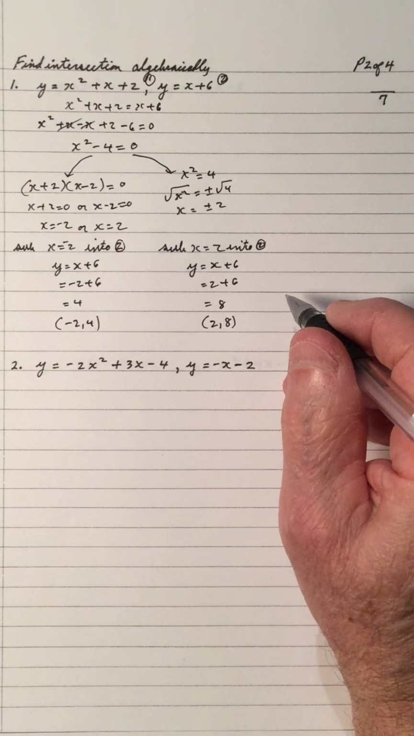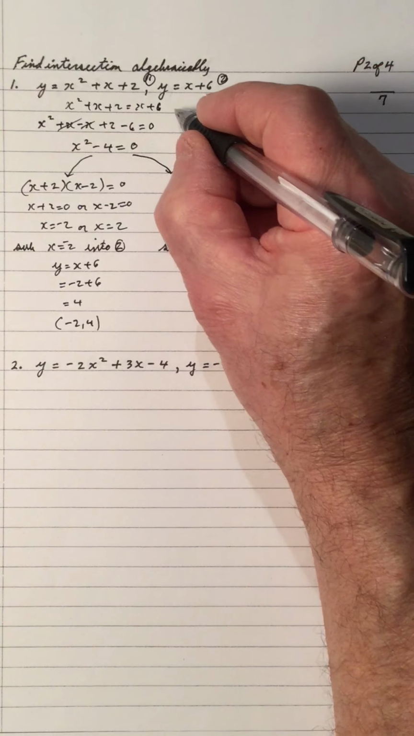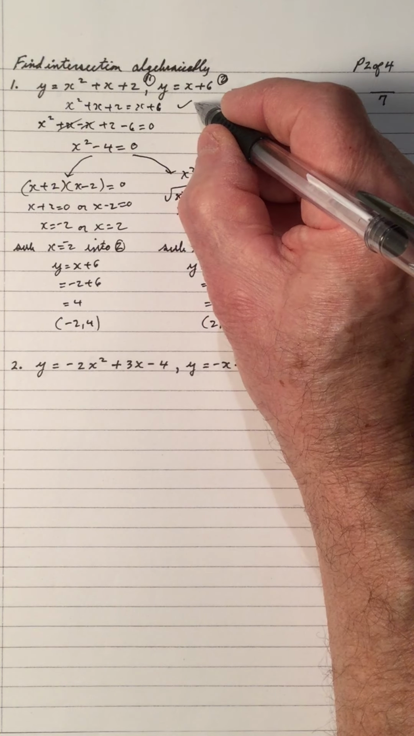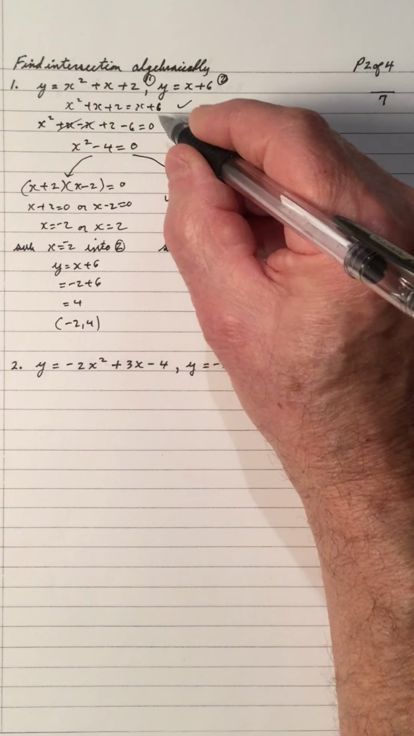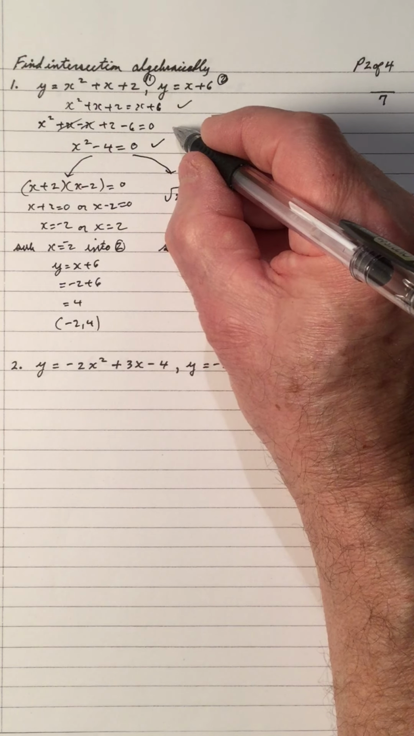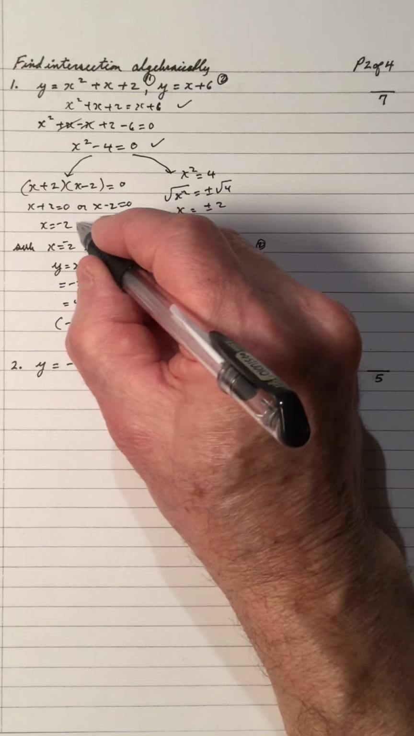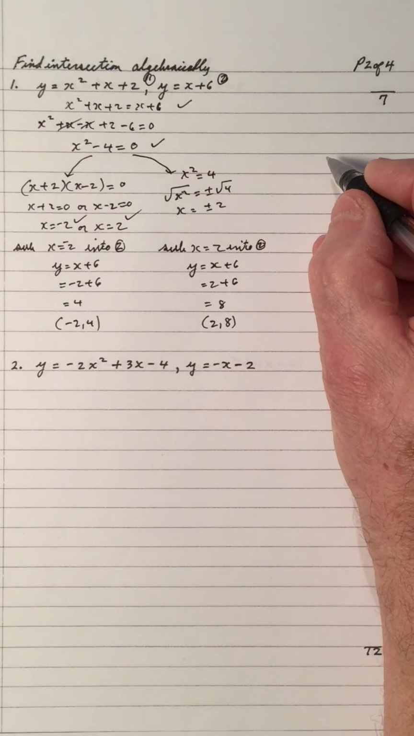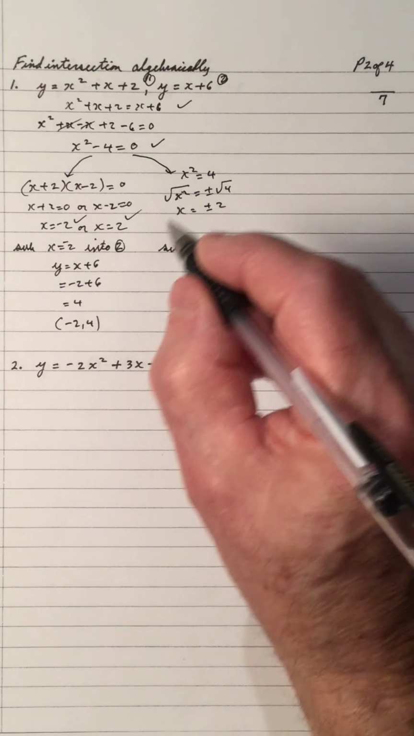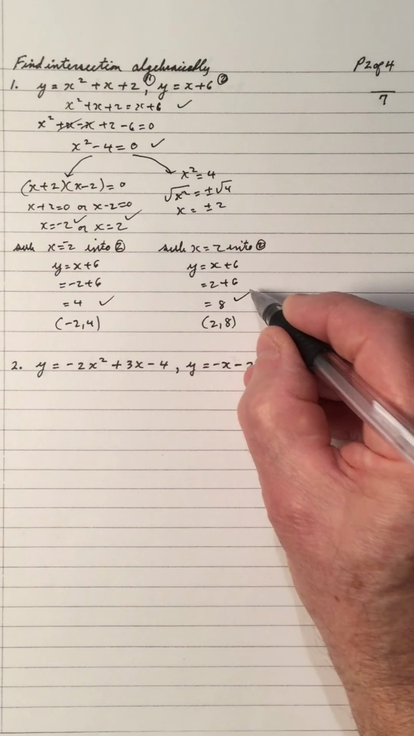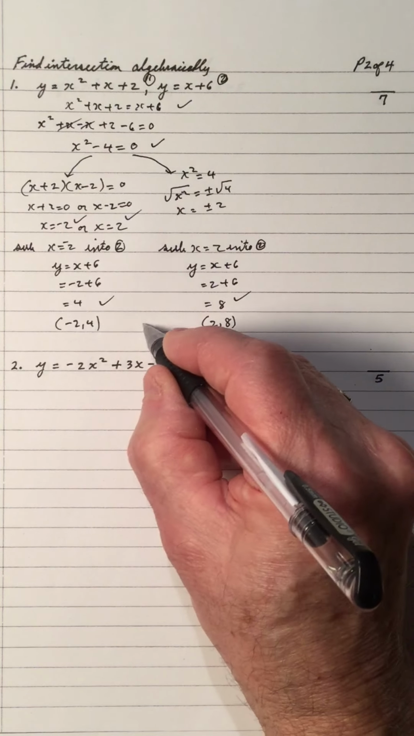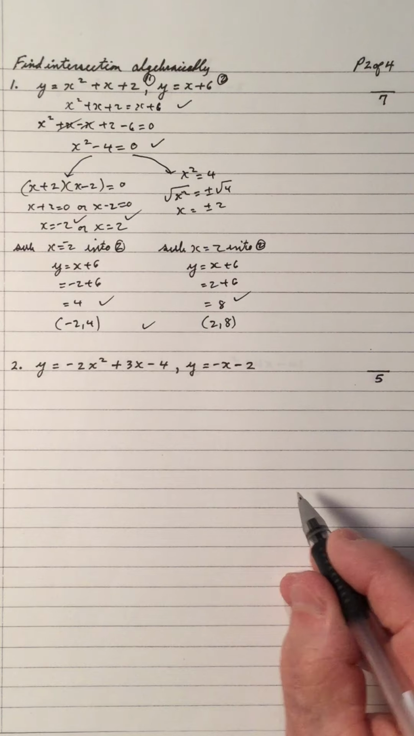And you have 7 marks, so you can give yourself a mark for making them equal. You get a mark for this equation. You get 2 marks if you get these two. And you get a mark for this one, and a mark for this one, and a mark for writing down the 2 ordered pairs. 7 in total.